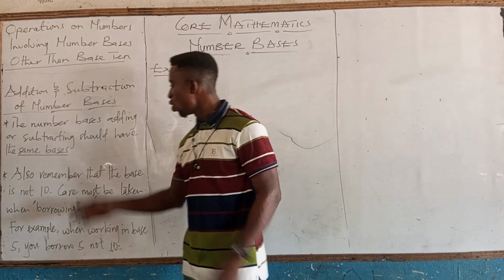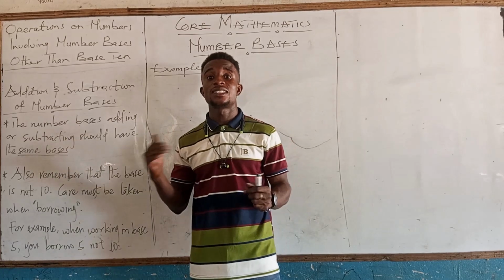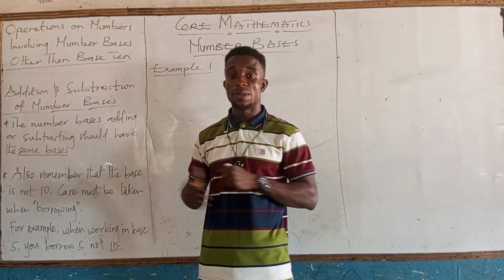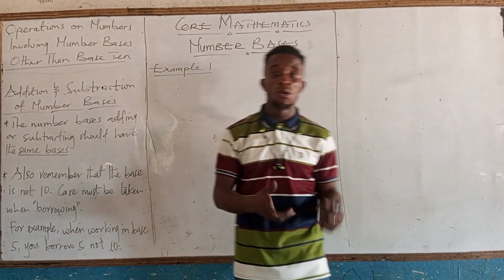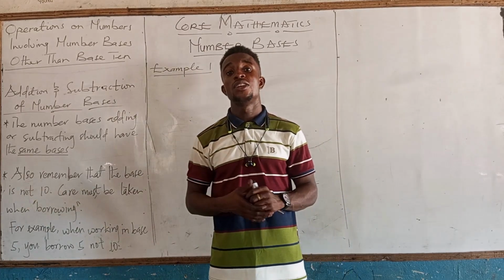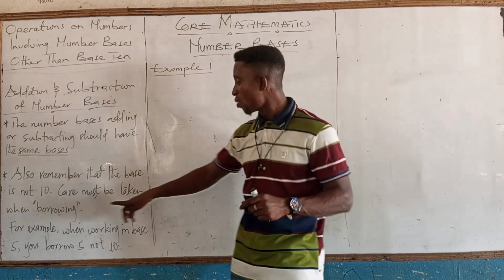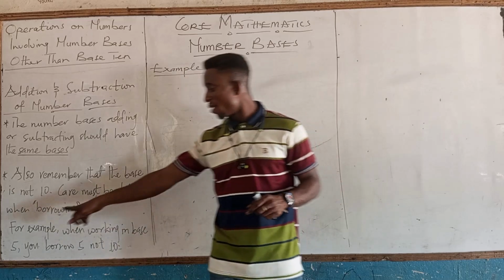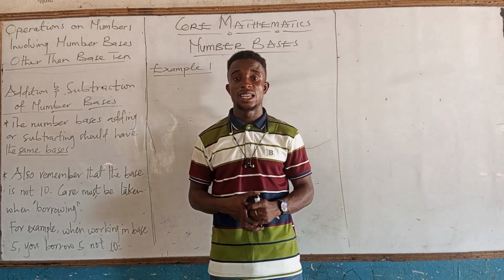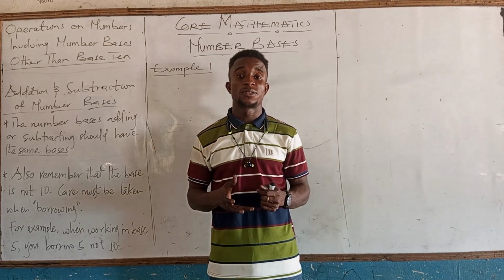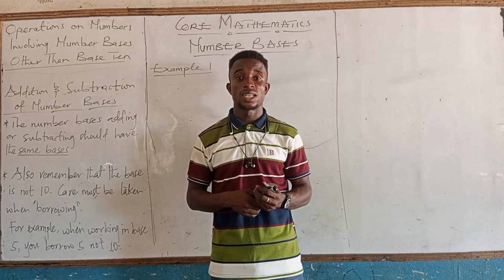Then two. Also remember that the base is not 10 because we are not in base 10. Care must be taken when borrowing. Whenever you are borrowing, you have to take extra care. For example, when working in base 5, you borrow 5, but not 10. Are we getting that? When we begin with the examples, you get to understand what I mean.